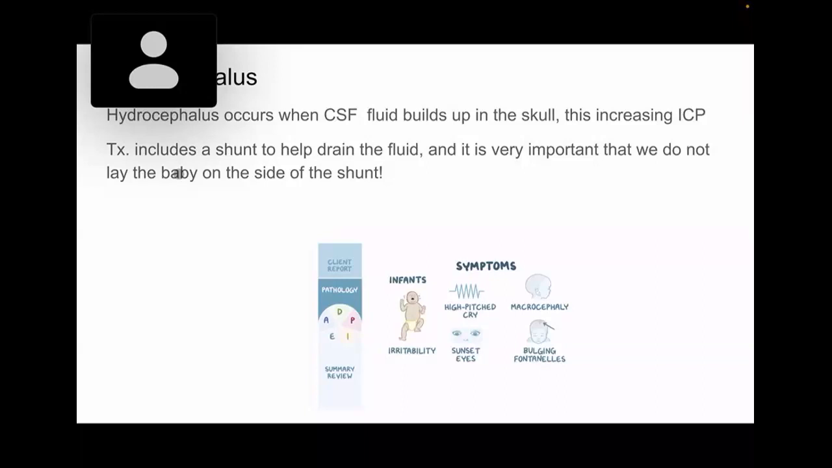Our treatment is going to be to put in a VP shunt to help drain the fluid. But it's very important that if they have a shunt on the left side, that we don't lay my baby on its left side, because we don't want to occlude the shunt. I want to lay the baby on the right, or put the baby on the tummy, or rotate.